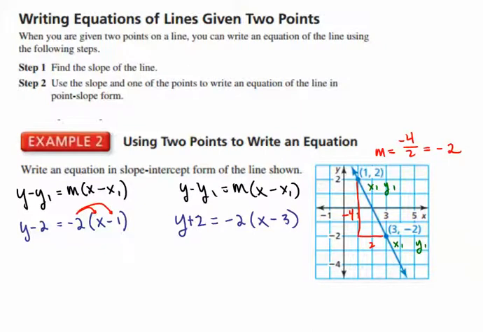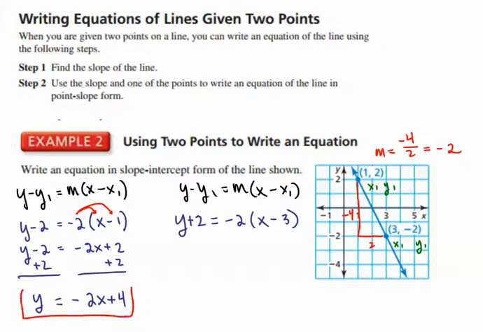So the first thing I'm going to do is distribute on the left. Y minus 2 is -2x. Then -2 times -1 is +2. Next thing I'm going to do is add 2 to both sides. And when I do, I end up with y is equal to -2x plus 4. And that would be the slope-intercept form of the line we see.